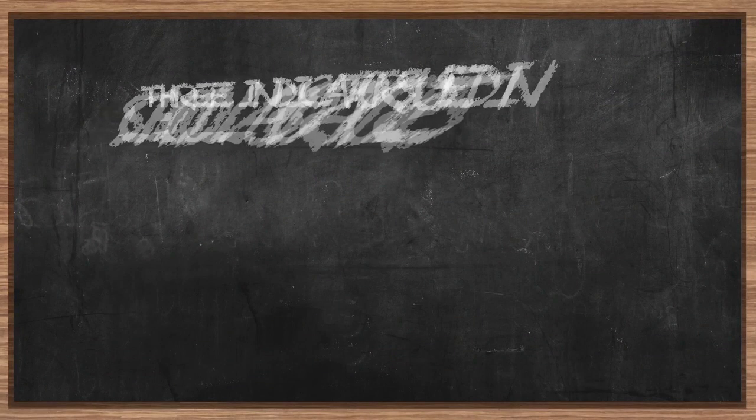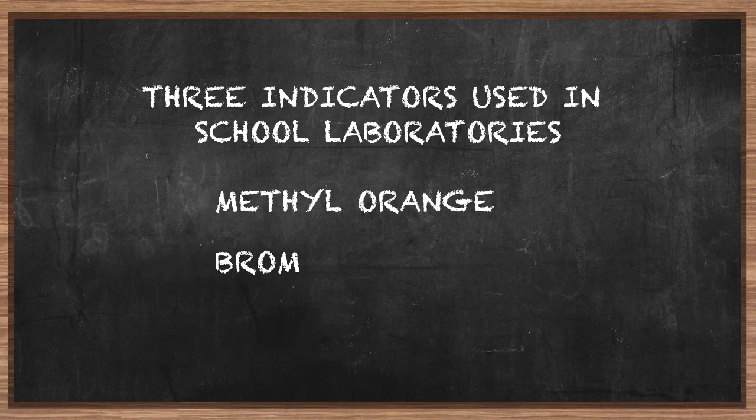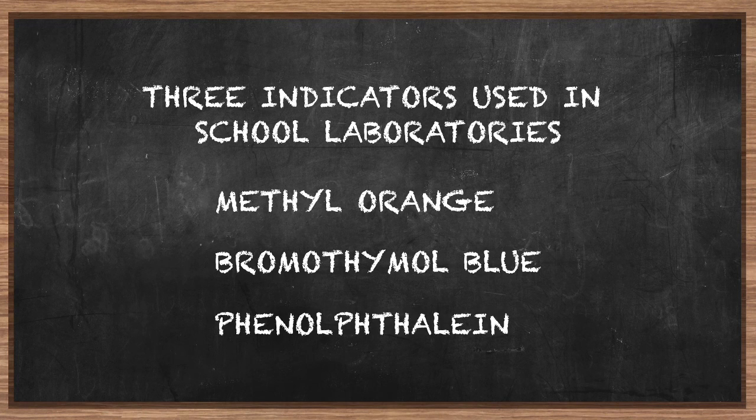The three indicators that we use in school laboratories when we study acids and bases are methyl orange, bromothymol blue, and phenolphthalein. The table shows the color changes and the pH at which the color change occurs.